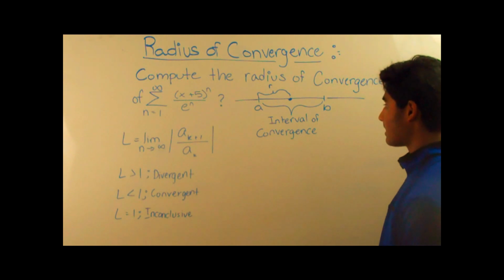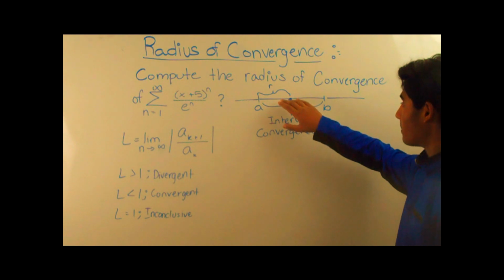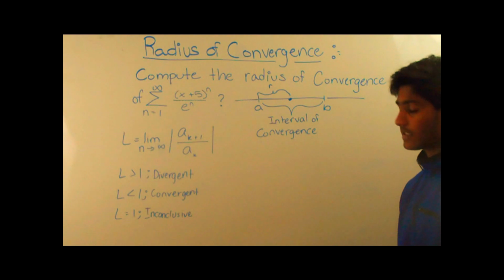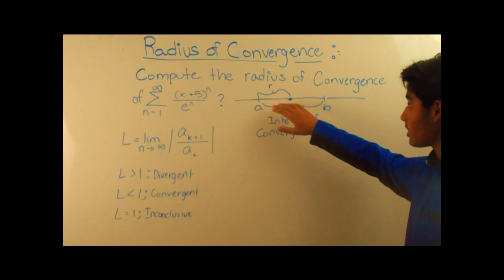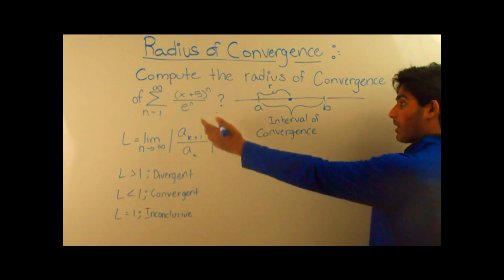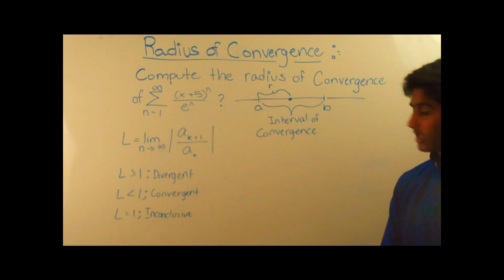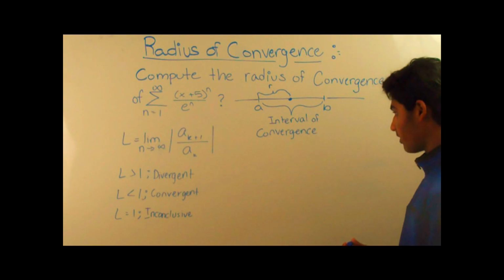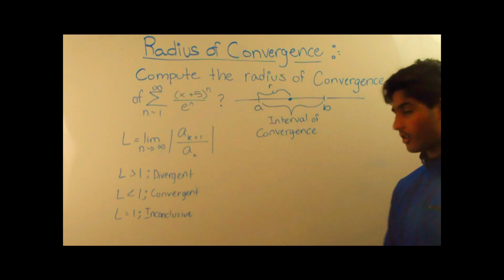If the distance from any value to the center is smaller than the radius of convergence, then if we plug that in for x, it converges. However, if it's equal to the radius of convergence, then it may or may not converge, and you have to test that. And if it's greater than the radius of convergence, then it does not converge. So let's do this problem to get a greater understanding of this.